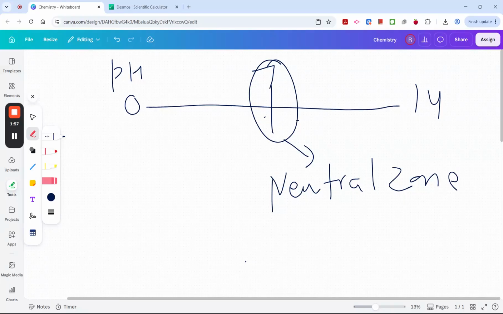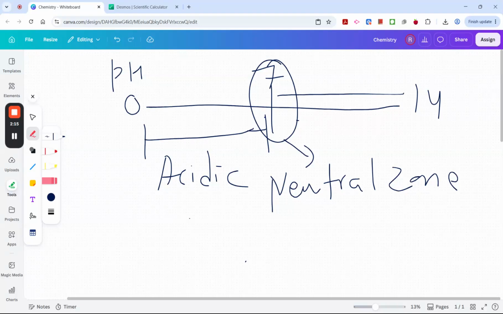And this is the pH scale. The values range from 0 to 7, with 7 as the neutral point. So 6.99 is acidic, and from 7 to 14 is basic. It means 7.1 is basic.